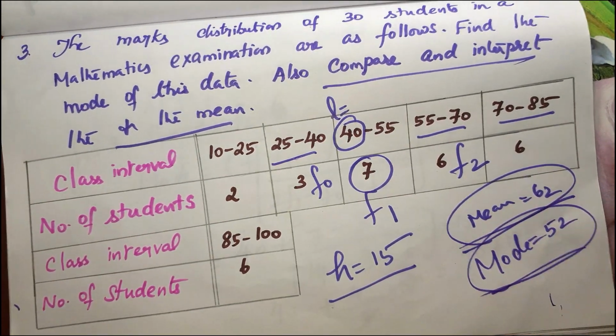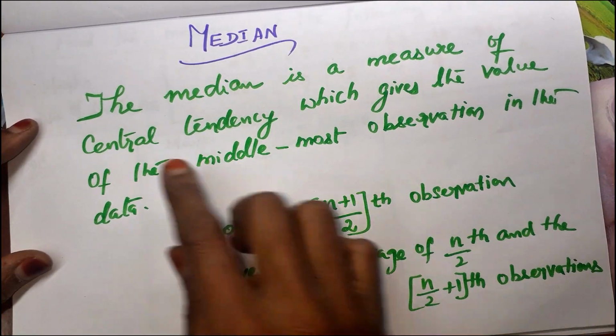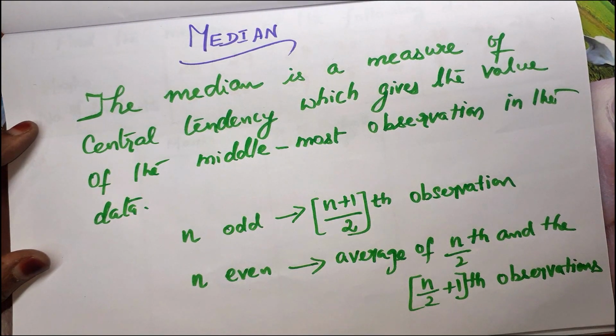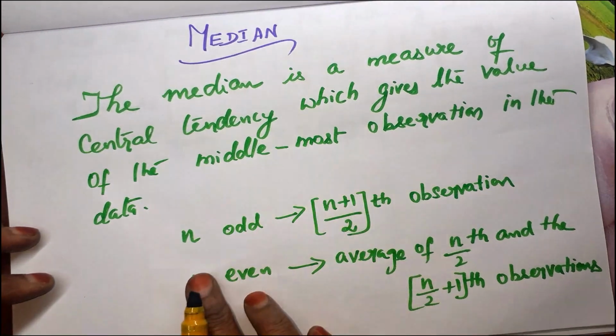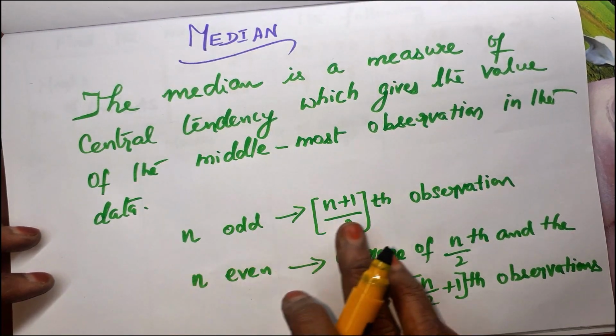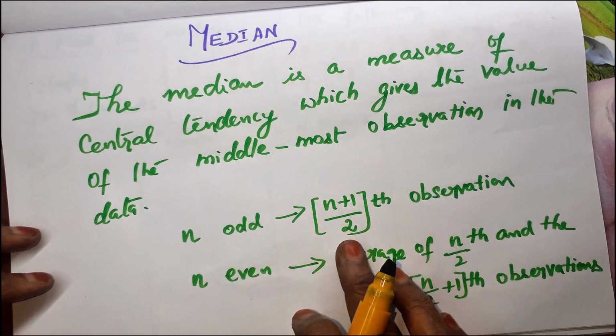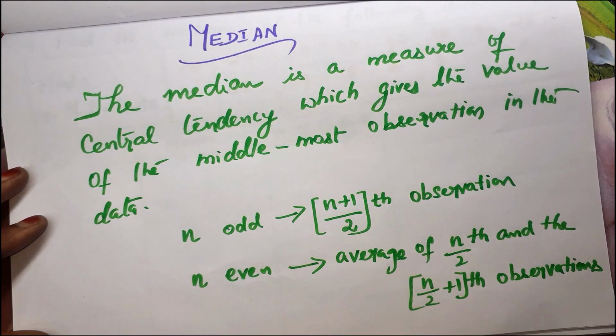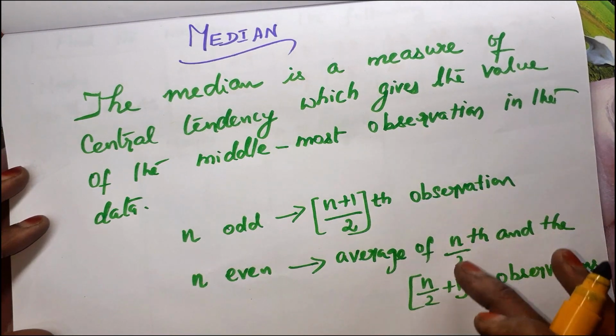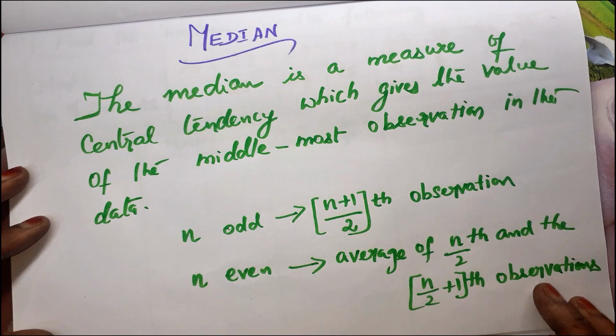Is it clear? Now come to the median. The median is the measure of central tendency which gives the value of the middlemost observation. Median means it is the mid value. If the data given is ungrouped data, that is raw data, for calculating the middle value, when n is odd, the median is the (n plus 1) by 2th observation. If it is even, in between we have two values, so we have to take the average of the n by 2 and n by 2 plus 1 observations.